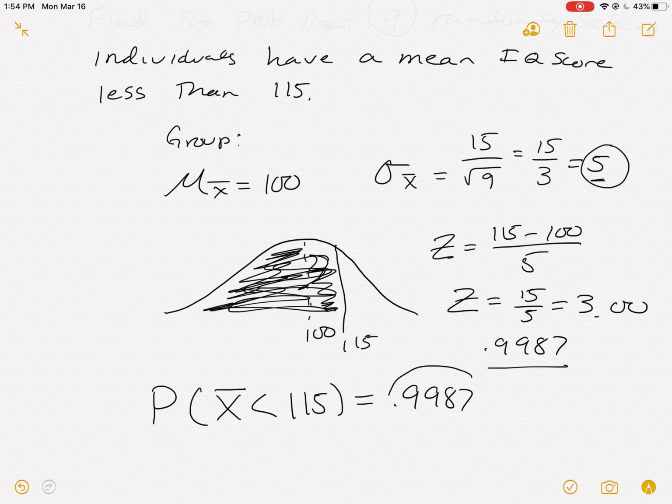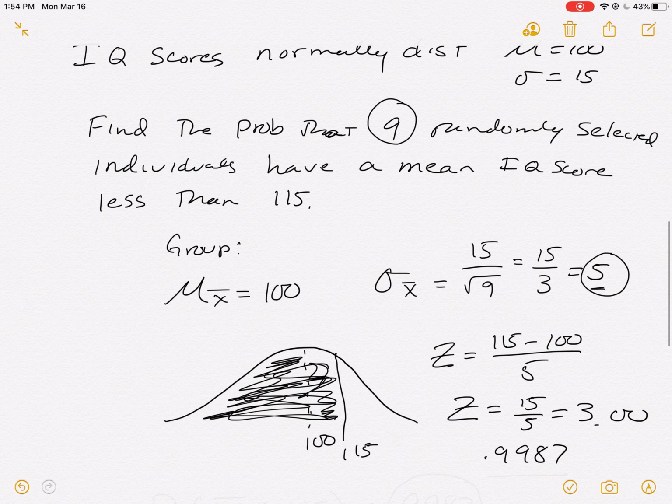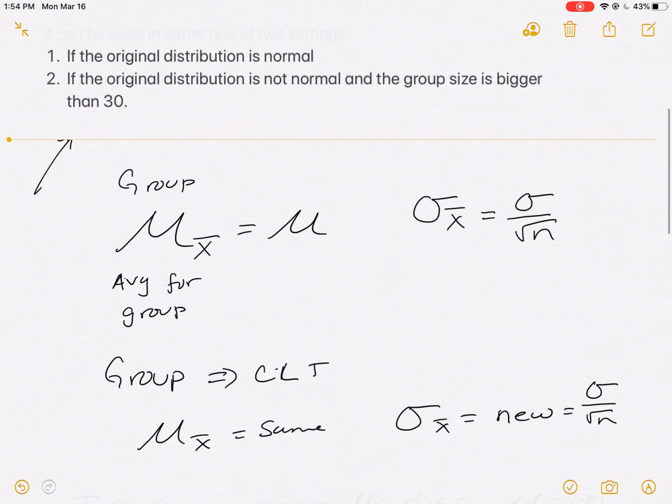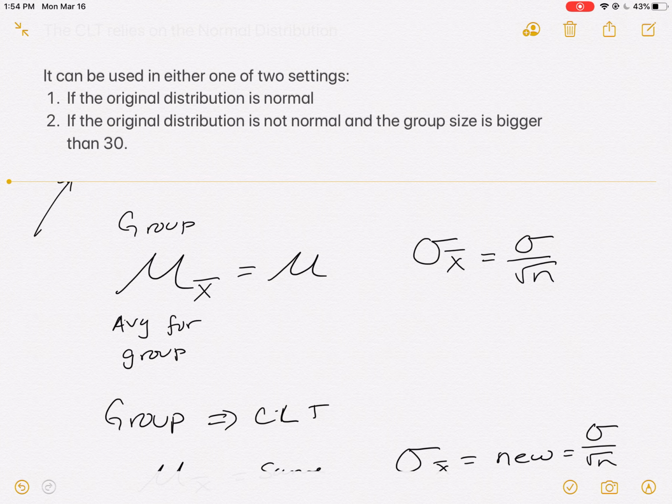So 0.9987 is the probability that that 9 individuals' average would be less than 115 when looking at their IQ. And so this is just an example of the central limit theorem, which utilizes the normal distribution as long as we adjust that standard deviation.